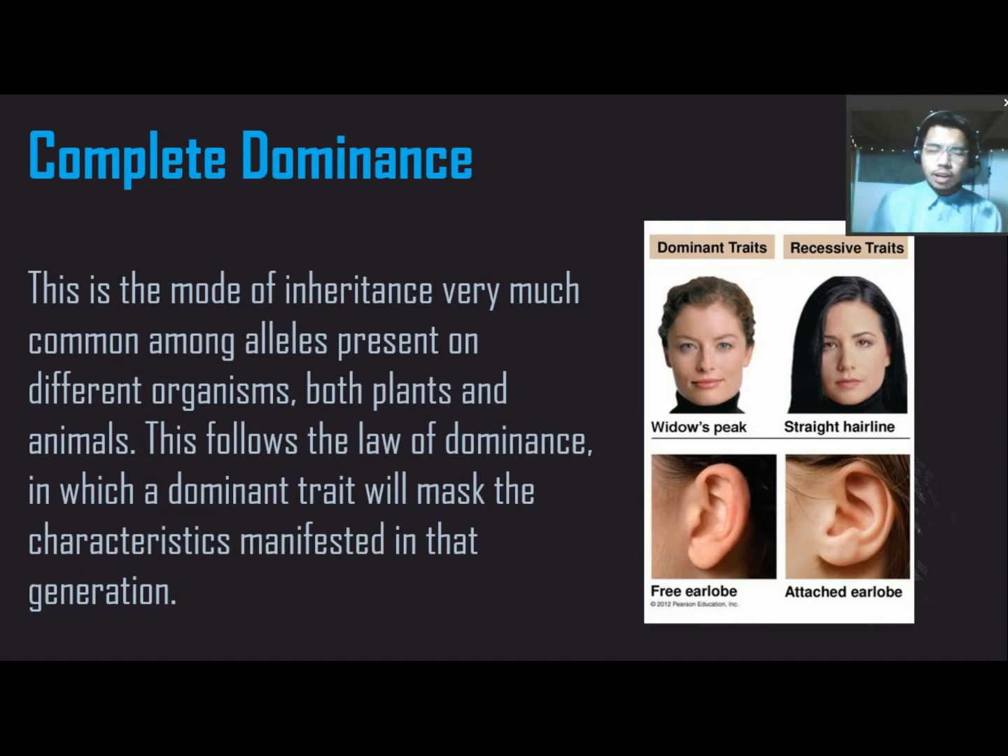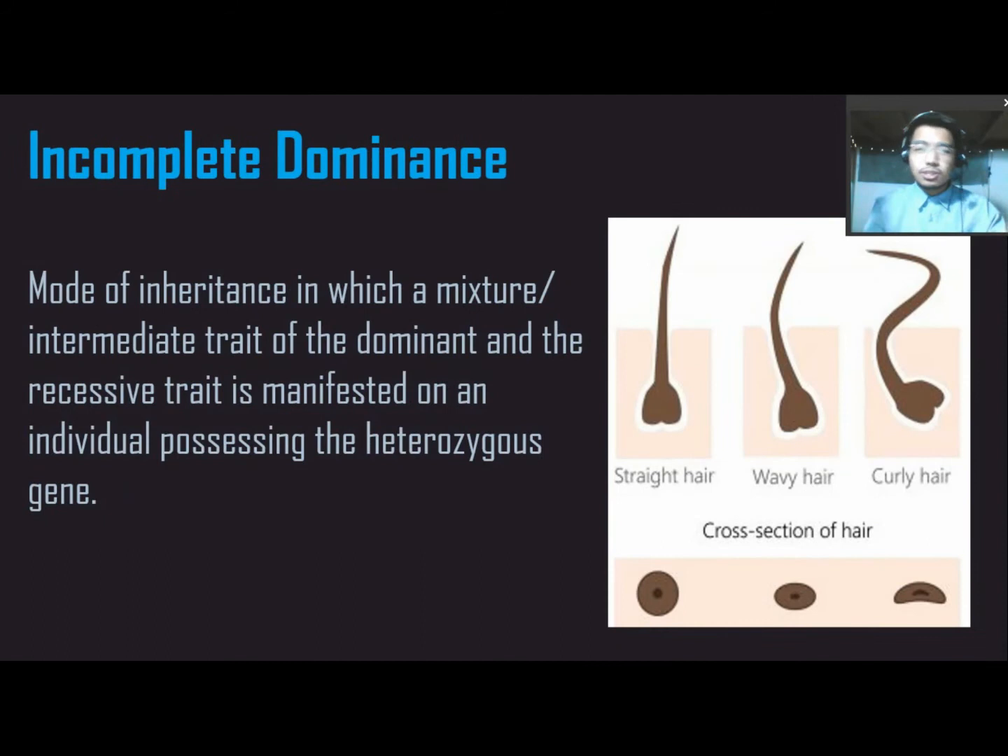Now, other than complete dominance, there is also incomplete dominance. Incomplete dominance is the mode of inheritance in which a mixture or intermediate trait of the dominant and the recessive trait is manifested in an individual possessing the heterozygous gene. It is the intermediate, the mixture of characteristics that is present.